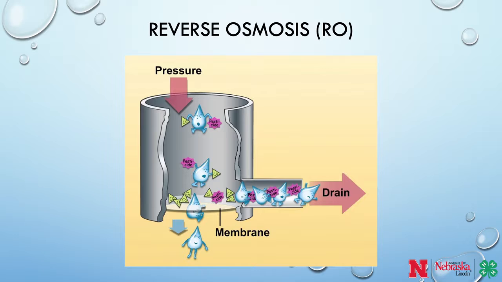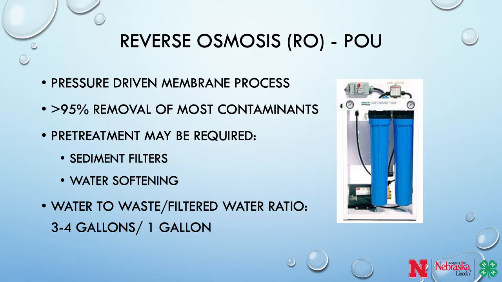We have RO, which is pressurizing water through a membrane, and then the water as well as the contaminants end up going out the drain. It's also considered a point of use device generally. Most people don't use whole house RO filters because you do waste so much water. You have upwards of 95% removal of most of the contaminants.